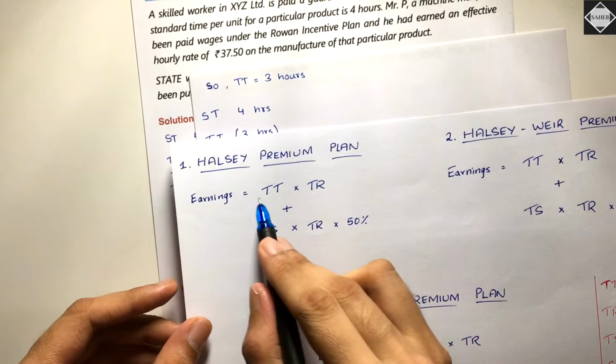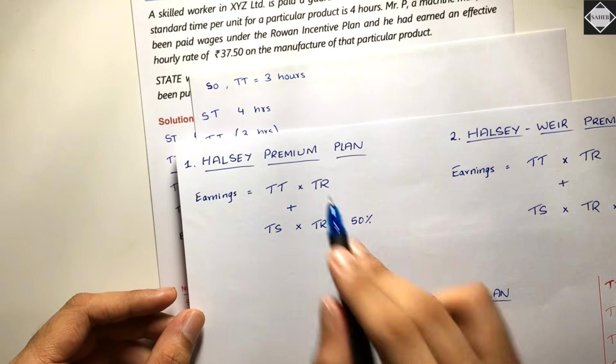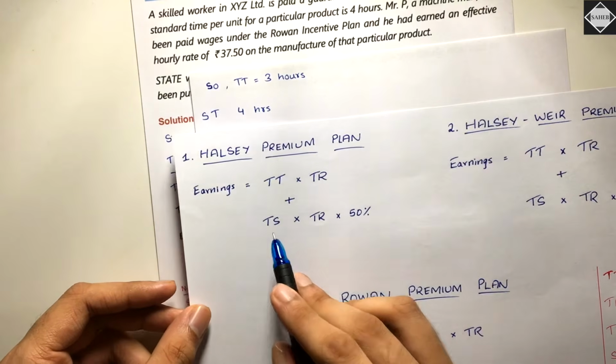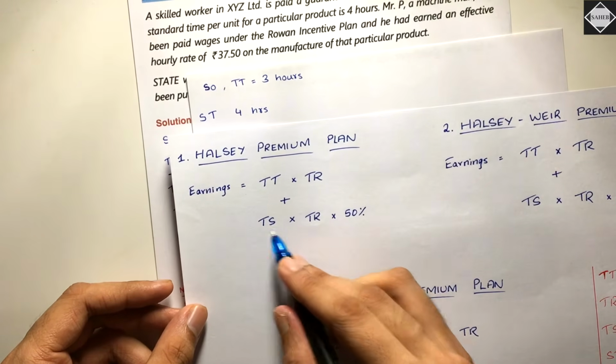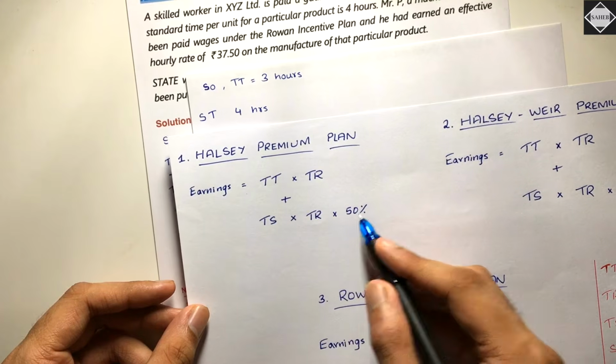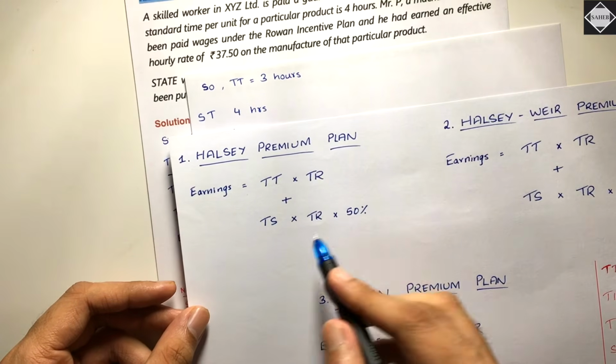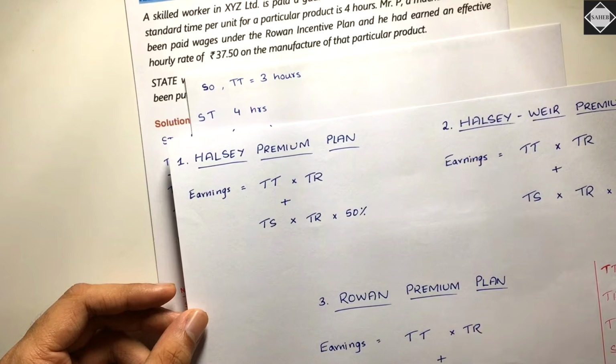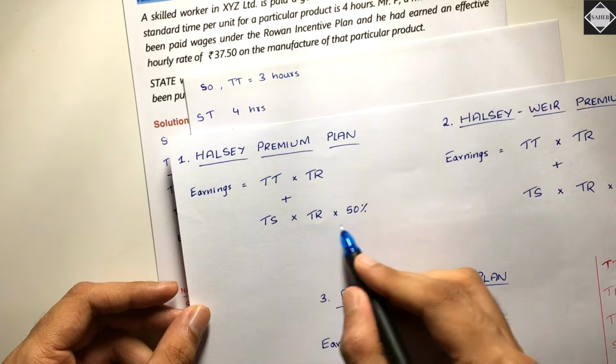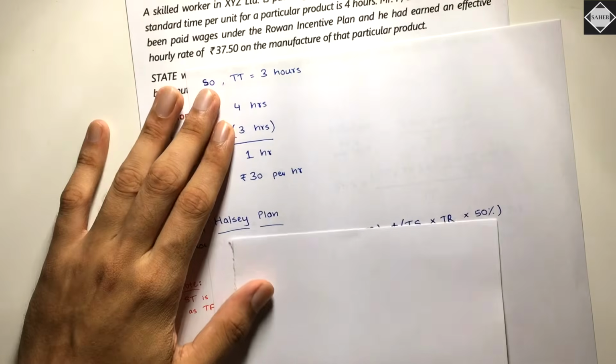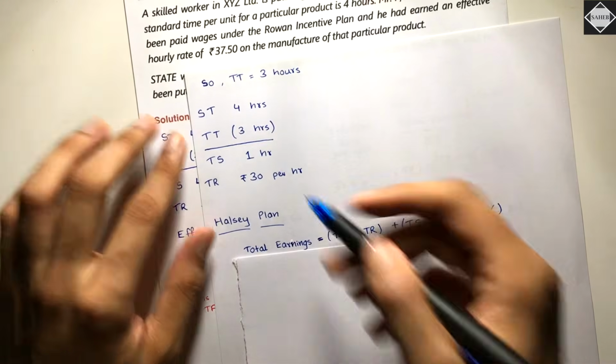Halsey formula is really simple. First you have to take the basic, time taken into time rate, and then the time that the employee saves into time rate into 50%. You give 50% of the time saved to the employee as a bonus, right? So time saved into time rate into 50%. See the formula, it's really simple. We have all the values now.